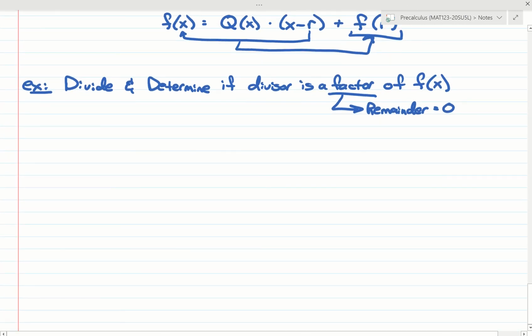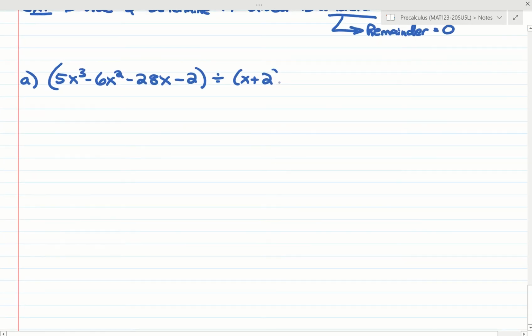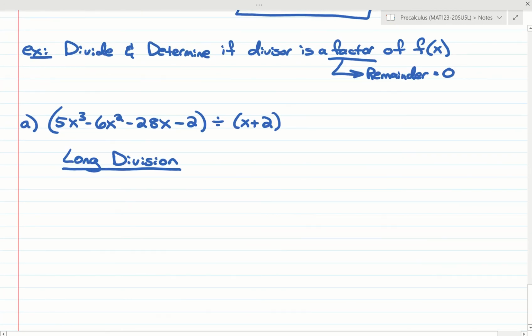So let me show you how this works. First, let's do 5x to the third minus 6x squared minus 28x minus 2, and we'll divide that by x plus 2. First thing I want to do is show you what this looks like using long division, which should be a review for everyone. And next I'll show you how this looks using synthetic division. And we just want to know, is the remainder 0, yes or no? So let's do long division.